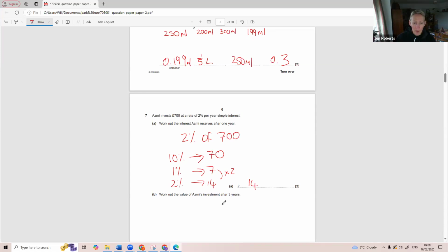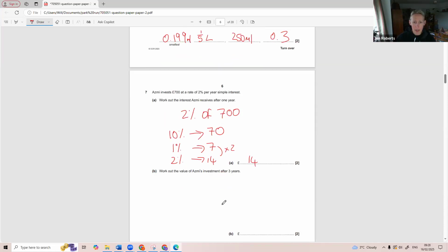Work out the value of Asme's investment after 3 years. Every year they're getting £14 interest. So what's £14 times 3? You might have worked that out in your head, £42. But what's the value of the investment? We've got to add back on the £700 as well.